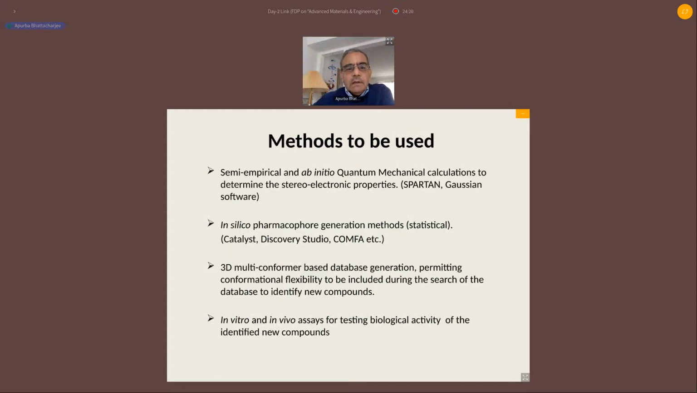So, methods used: we start with semi-empirical and ab initio quantum mechanics, mostly, in these calculations. And then there are certain statistical methods like Catalyst, Discovery Studio, Comfort. These are very commonly used these days. And of course, we have to make the database ready for using this kind of pharmacophore for quick down selection of compounds. They are to be made in a 3D multi-conformer format. Then, of course, this is the most important thing, that even after down selecting the compounds, unless we test them, there is no validity of the pharmacophore model.